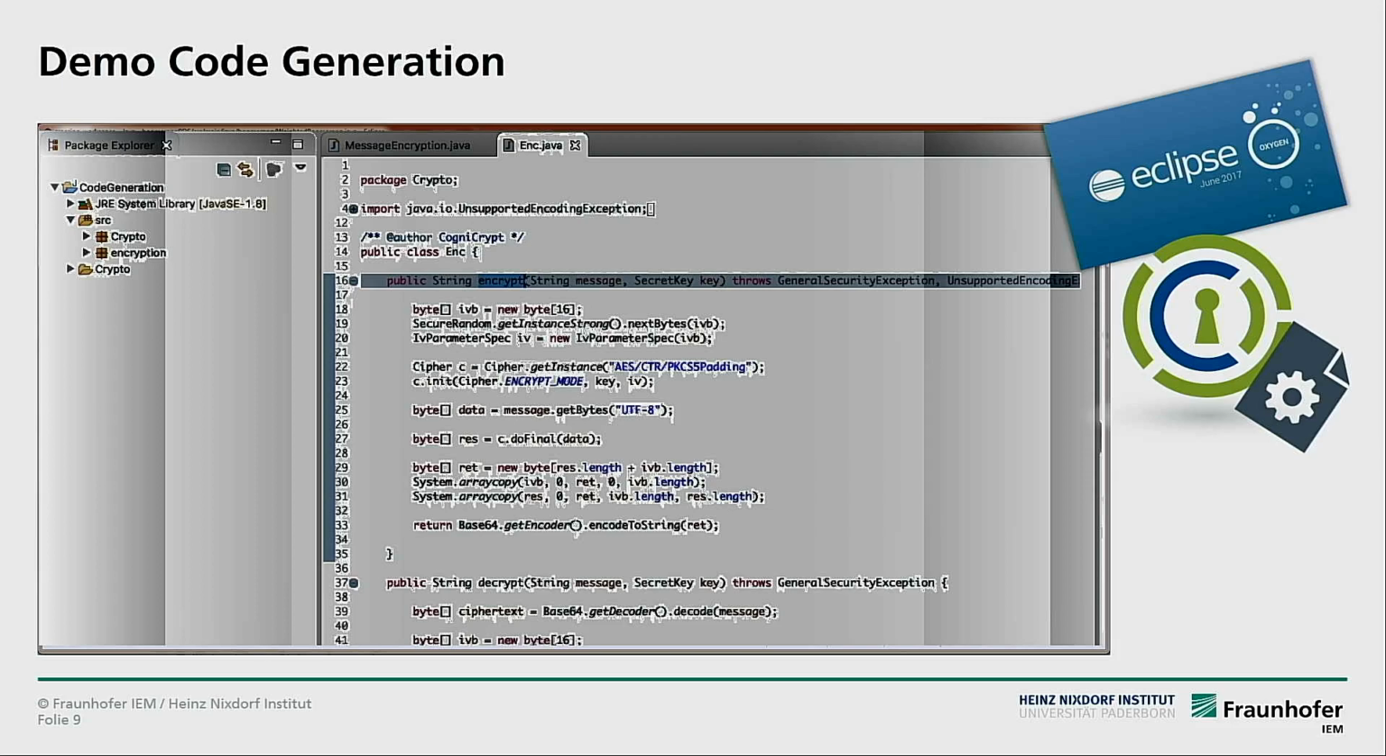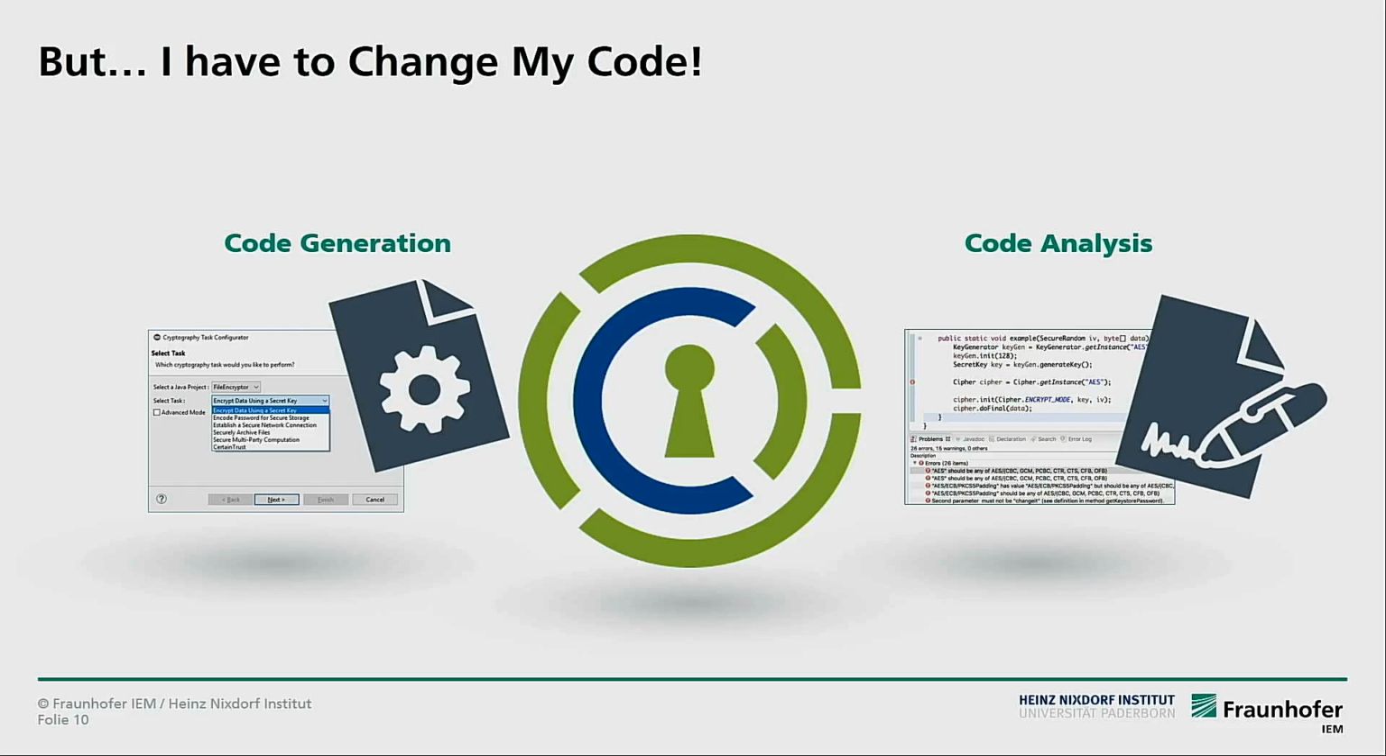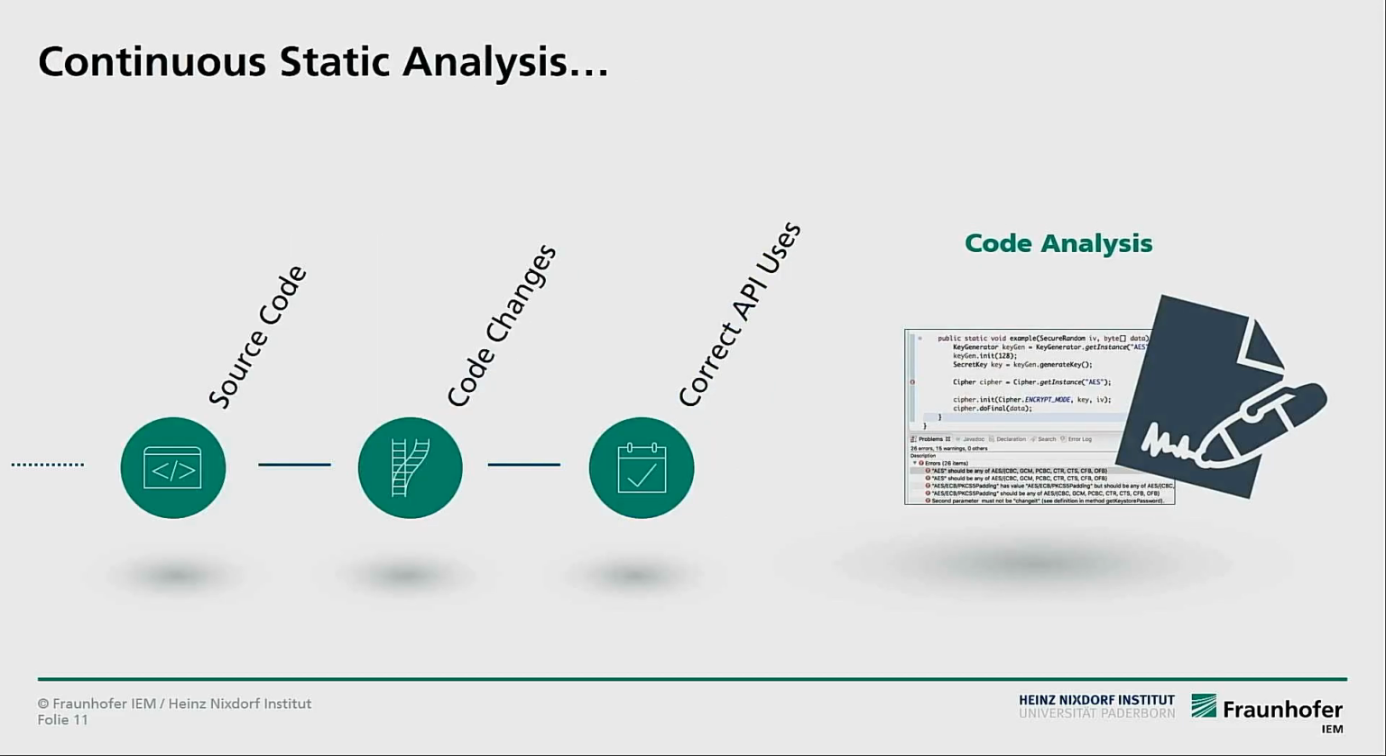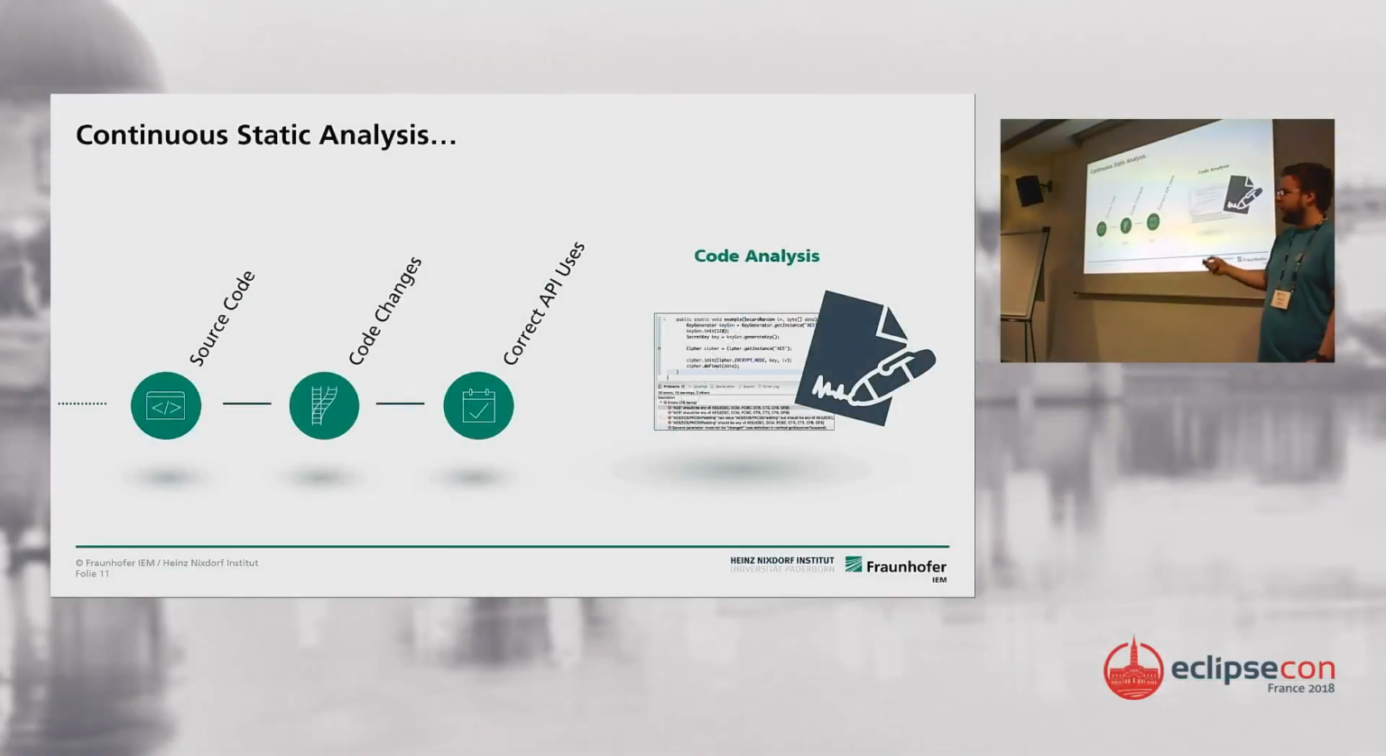So now that we've seen how the code generator works, let's move on to the code analysis. The code analysis, of course, assumes that you already have some source code, either because you generated it with CogniCrypt or you wrote it yourself, but there has to be some code that the analysis can analyze, obviously. Then you perform some code changes because you want to refactor it or add a new feature or whatnot. And then the code analysis will try to guide you towards a secure usage of these APIs.